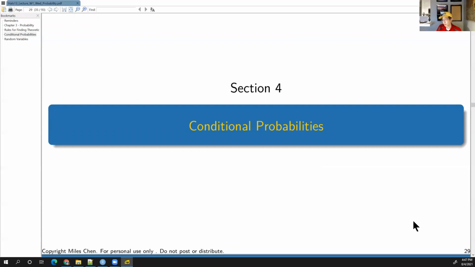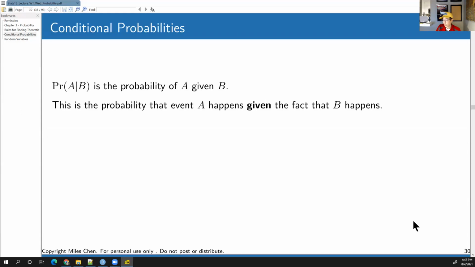Once we've established those rules of conditional probability, basic probability rules, now we can talk about conditional probabilities, and this is going to be important. Here is possibly something new for you, maybe not. You might see a probability with a vertical bar written here. This vertical bar means given. This is the conditional probability of A given B. This is the probability of event A happening. What is the probability that event A happens given the fact that B happens?